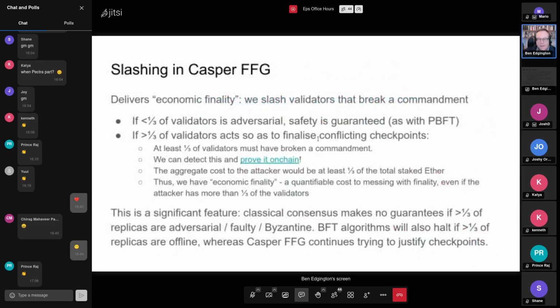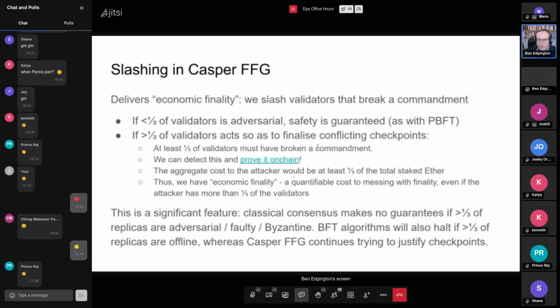Slashing. What we do is that if either of the commandments are broken by one or more validators, we slash them. And this guarantees that if more than 1/3 of validators are faulty or adversarial, so they finalize a conflicting checkpoint, then at least 1/3 of them must have broken a commandment, and we can detect it and we can prove it on chain. The code is very simple. You can check it there.